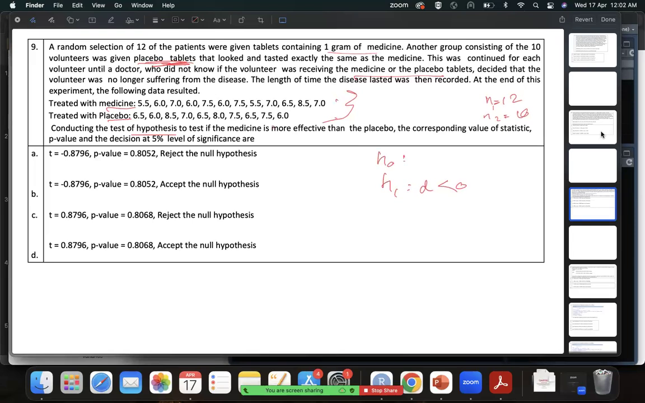So your null hypothesis would be there is no difference. If there's no difference, the difference would be equal to 0. And if there is some difference, d could be less than 0, or it could be greater than 0, if there's a difference between them. What else do we need?